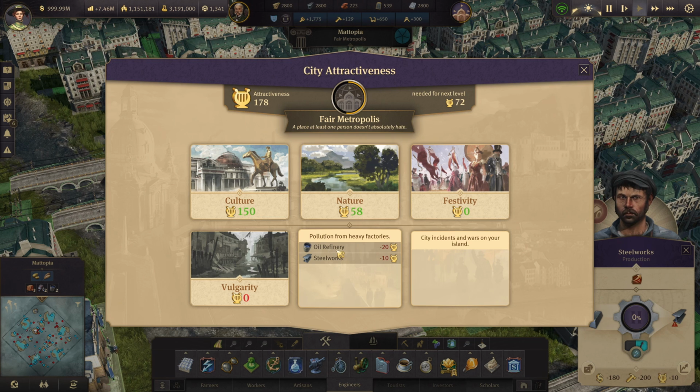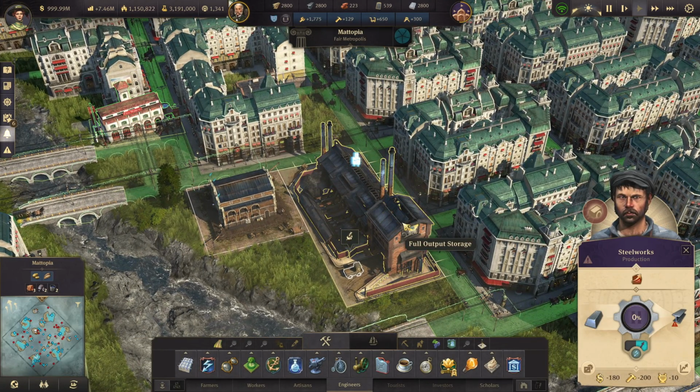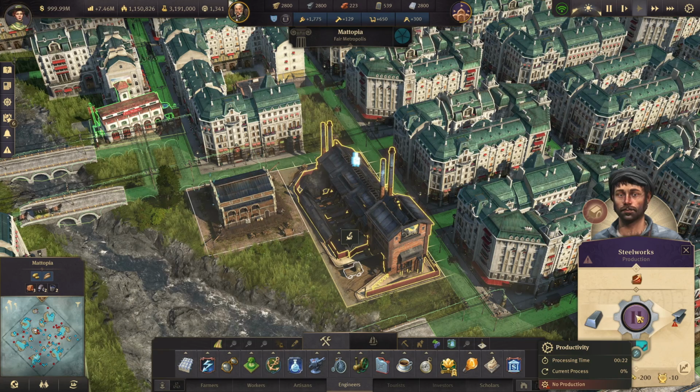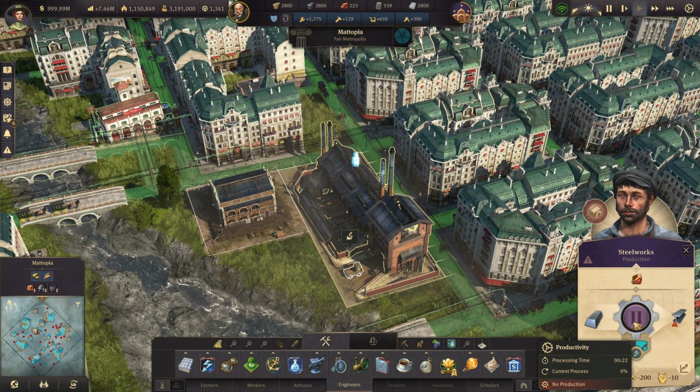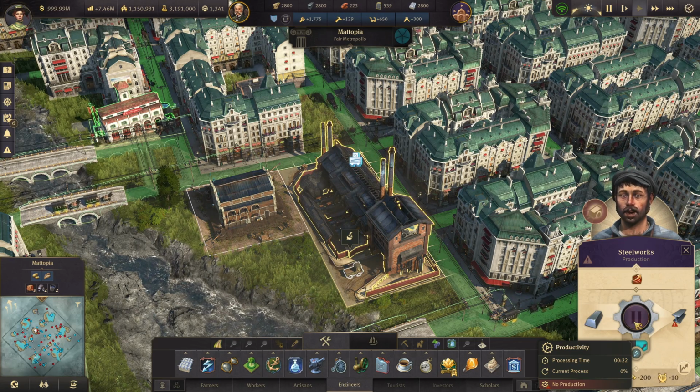The oil refinery is a bit of an interesting one. It doesn't actually have a visual smog over it. It is just if there is oil being extracted from an oil well, it's going to be negative on attractiveness. However, the steelworks, there is the visual representation. As you can see here, we have the production running, and if we pause it, the air clears up.